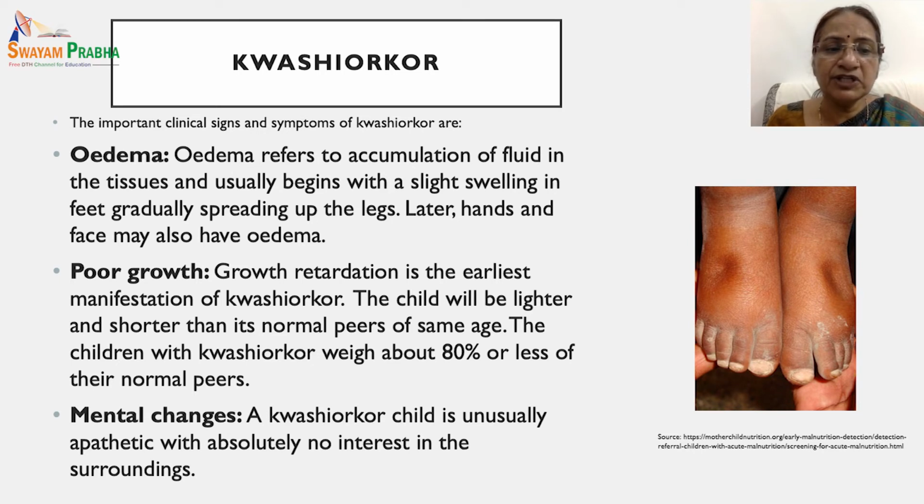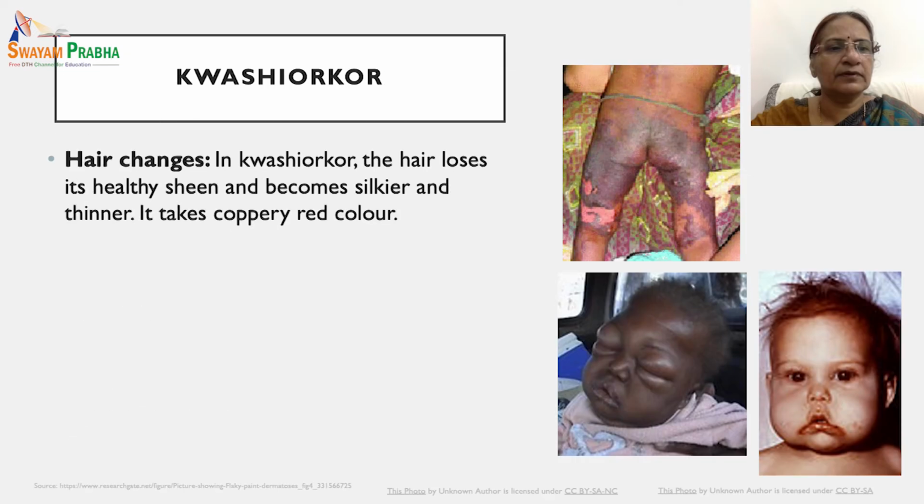Other signs which may be present are hair changes. In kwashiorkor, the hair loses its healthy sheen and becomes silkier and thinner. It takes coppery red color, referred to as discolored hair. Small tufts of hair could be easily plucked without causing any pain, referred to as easy pluckability, just by passing hands through the hair.